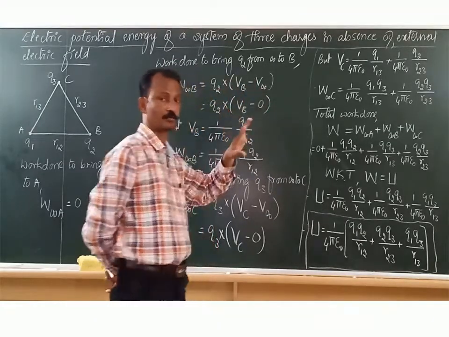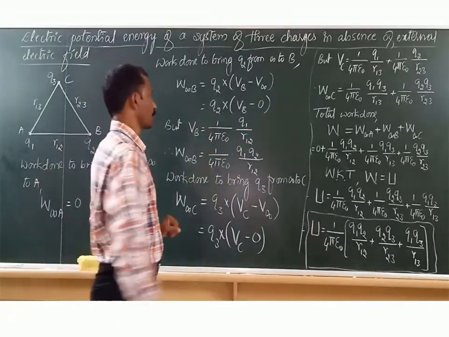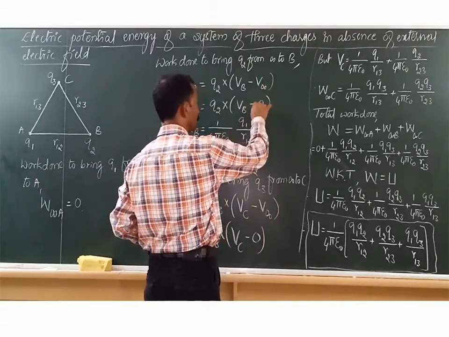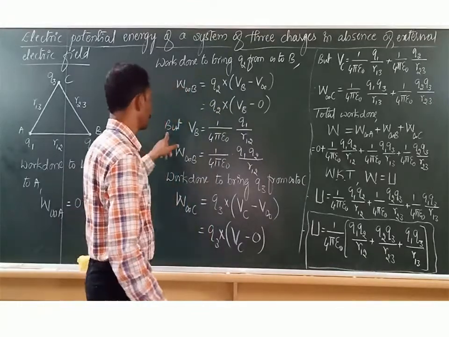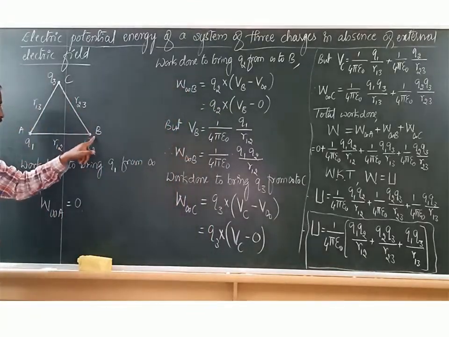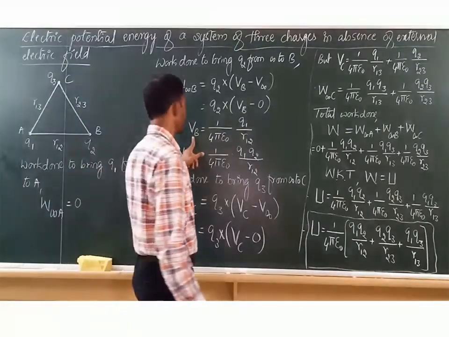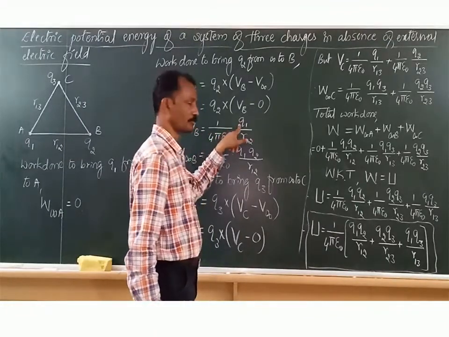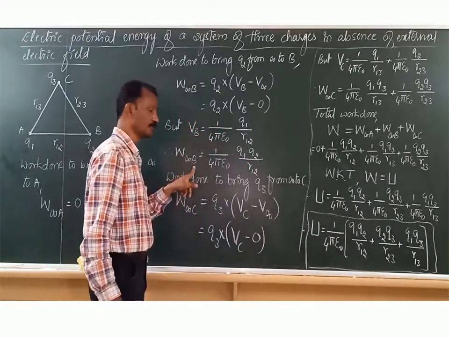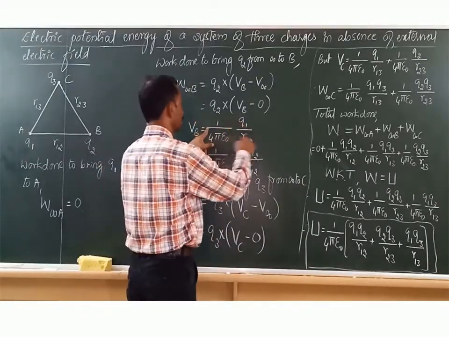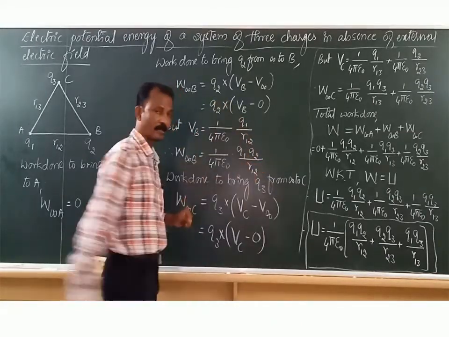Work done equals charge into potential difference between two points. But potential at infinity is zero. Therefore, W infinity B equals Q2 into VB only. But potential at B due to point charge Q1 is VB is equal to 1 by 4 pi epsilon into Q1 divided by R12. Therefore, W infinity B is equal to 1 by 4 pi epsilon into Q1 into Q2 divided by R12.